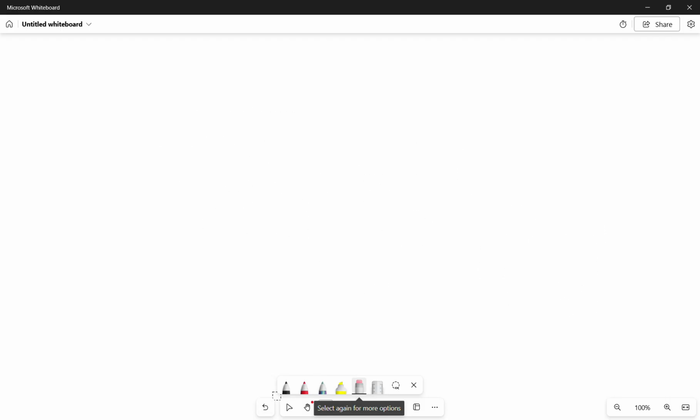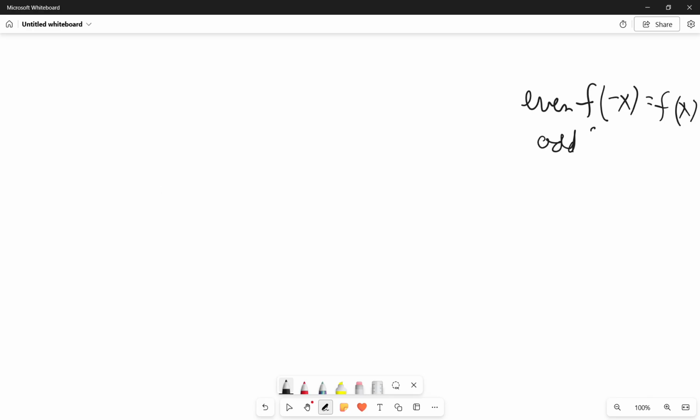So before we continue, let me first just put the basic fundamentals in the top right corner so that we can access them easier. So the even function and the odd function. Okay, so now let's go to our next problem.